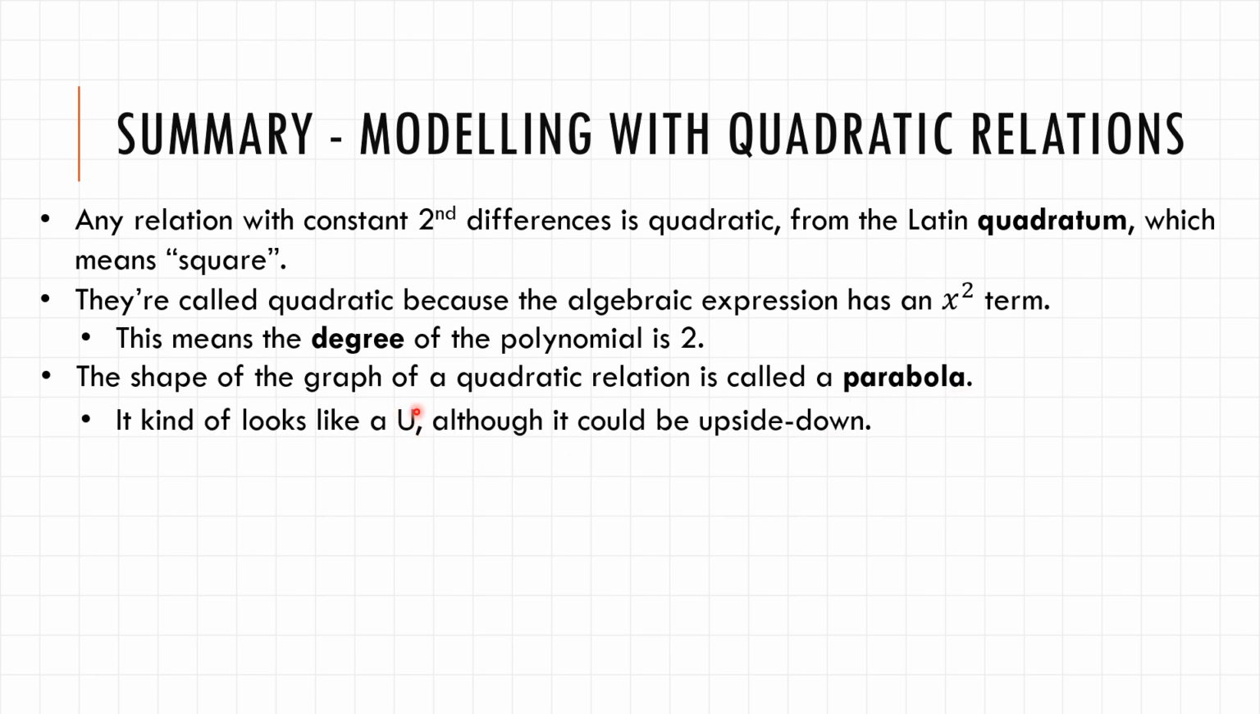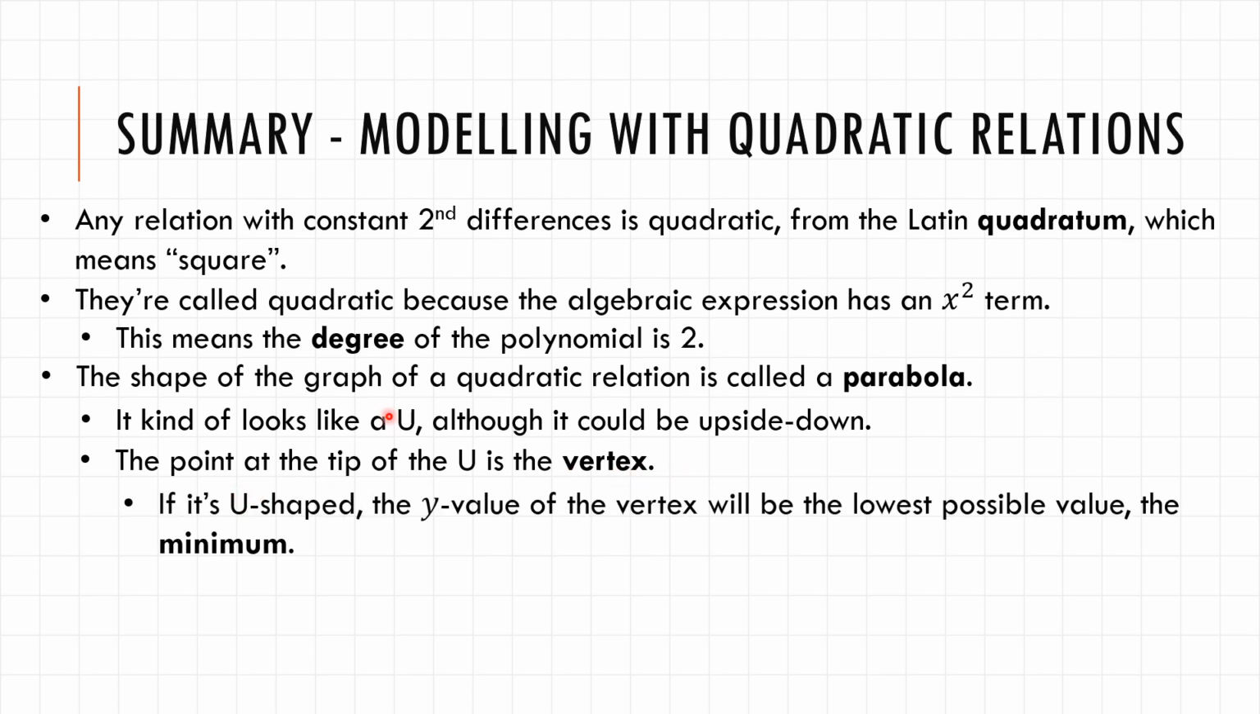The parabola kind of looks like a U shape, right? Although if we were to transform it, we could see that parabola upside down. So it'd actually be shaped kind of like an N. At the tip of the U, at the tip of the parabola, the point that is right there is called the vertex. If the parabola is in fact shaped like a U, then the y value of this vertex, the point that's here, you can see that this is going to be the lowest point of the graph. This will be the lowest possible y value. And that's why we call that the minimum.